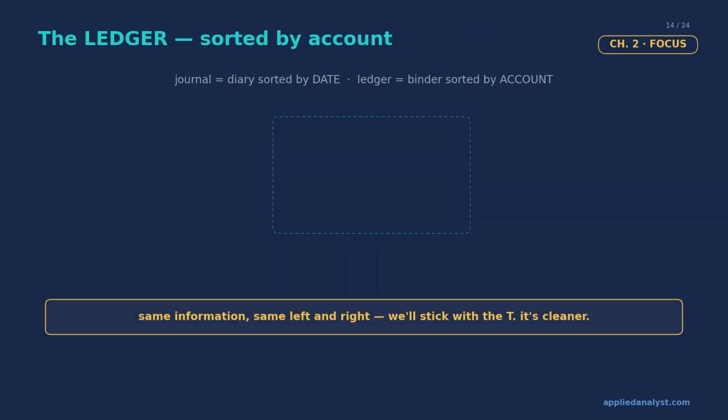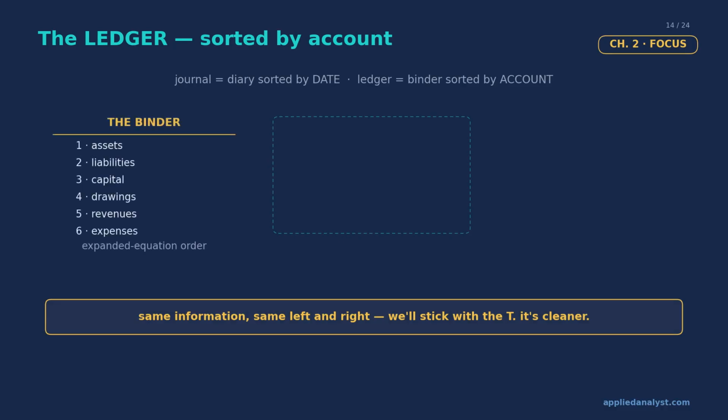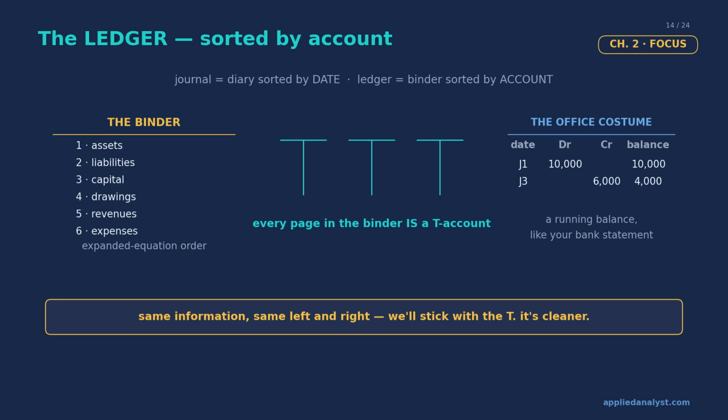Step 3, needs a destination. The ledger. If the journal is the diary sorted by date, the ledger is the binder sorted by account, in the order of the expanded equation. And here's the connection that makes it easy. Every page in that binder is a T account, the exact T you already own. In real offices, the page wears a different costume: date, debit, credit, and a running balance, like a bank statement, same left and right, dressed for work.